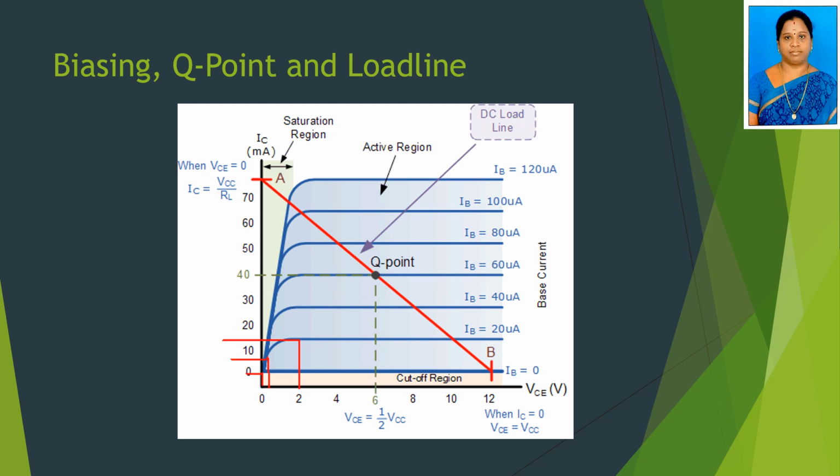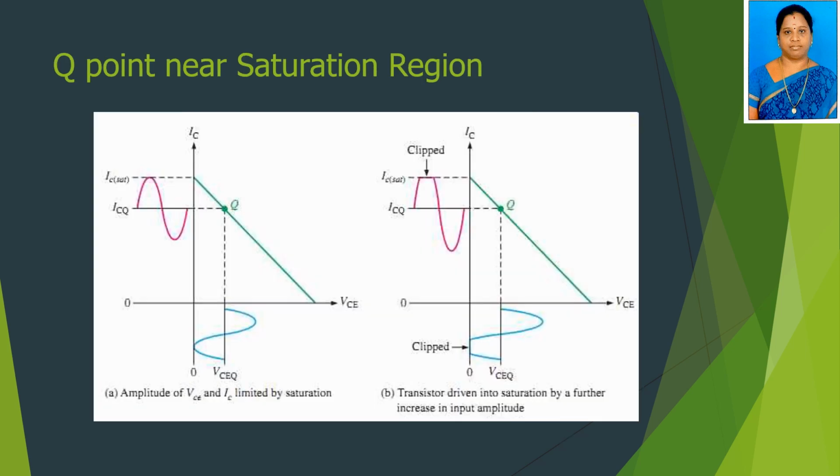What is meant by the DC load line? This is a graphical representation of the output characteristic of the BJT, right? So the DC load line is a graphical representation of the transistor operation, where we have cutoff, where we have saturation, where we have the active region.